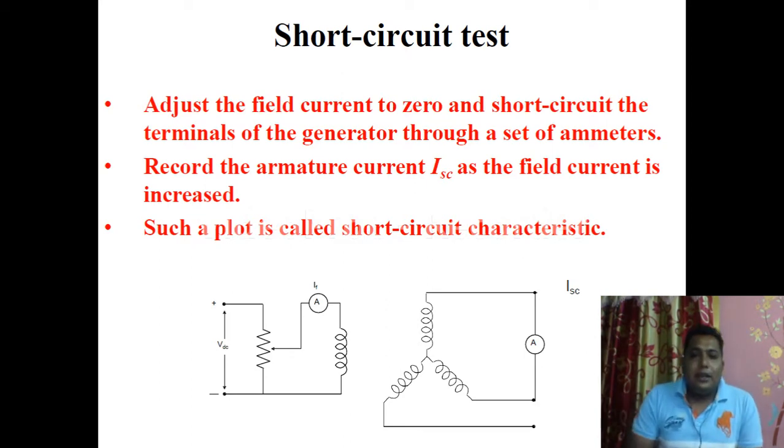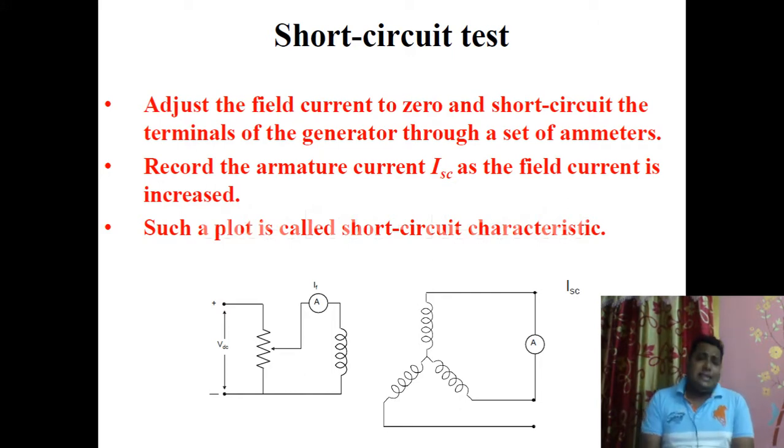Yes, so first see what is written, then I am going to explain in the diagram what is there. Adjust the field current to 0, again as in the previous case. Here also you have to short circuit the terminals of the generator through a set of armatures. Record the armature current ISC, that is SC for short circuit, as the field current is increased. Such a plot is called the short circuit characteristics.